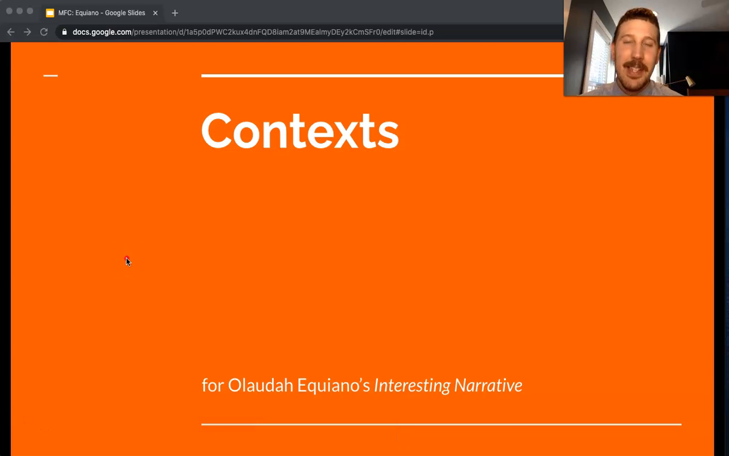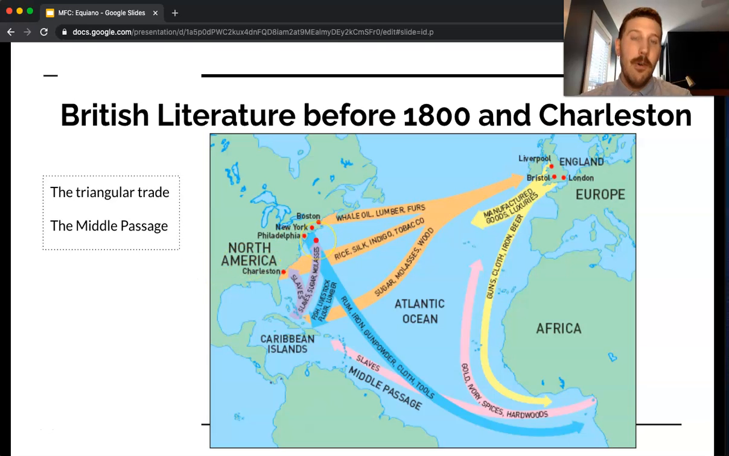Hi everyone. In this video, we'll be discussing some of the context for Equiano's interesting narrative. All right, so one of those primary contexts, of course, is the transatlantic slave trade. And this map illustrates something that a lot of you probably already know.